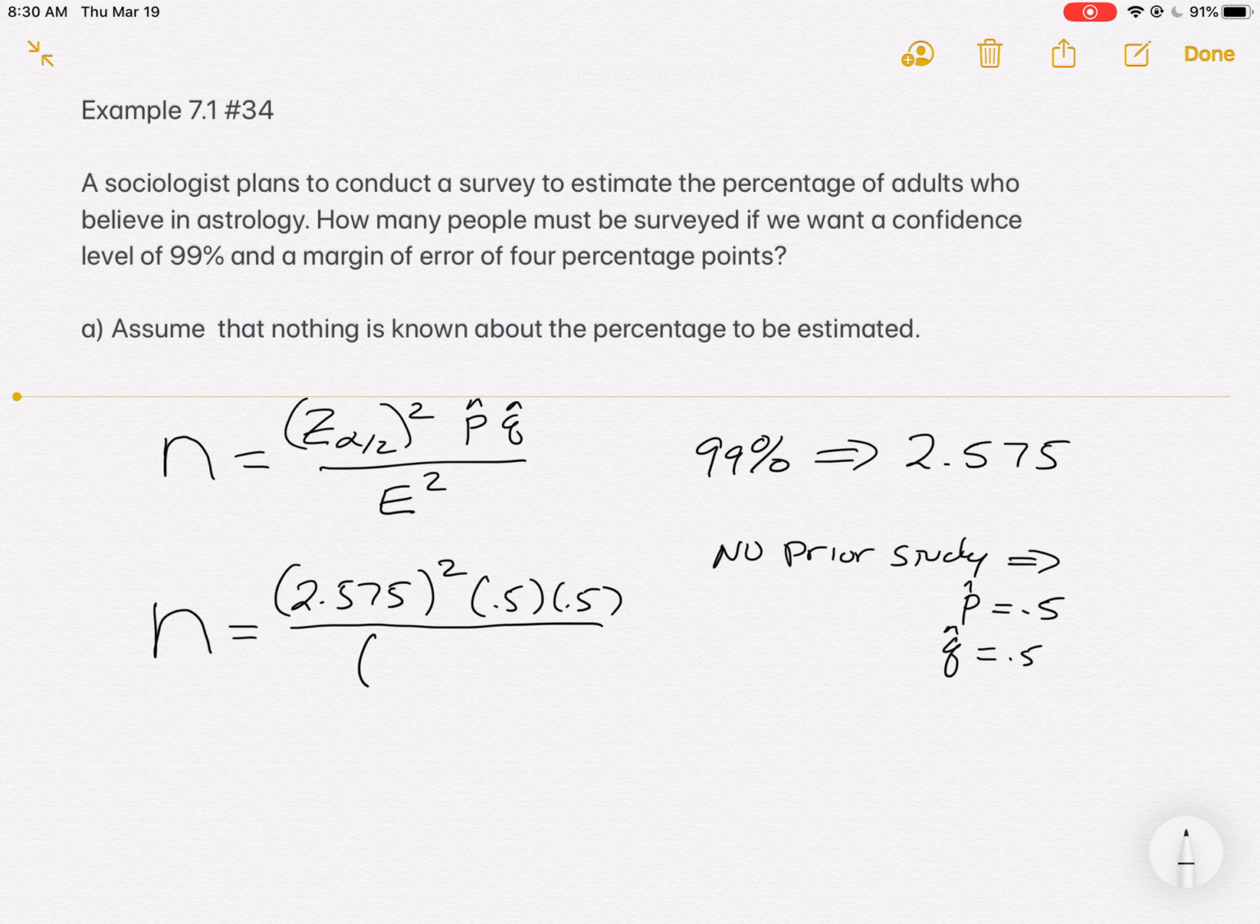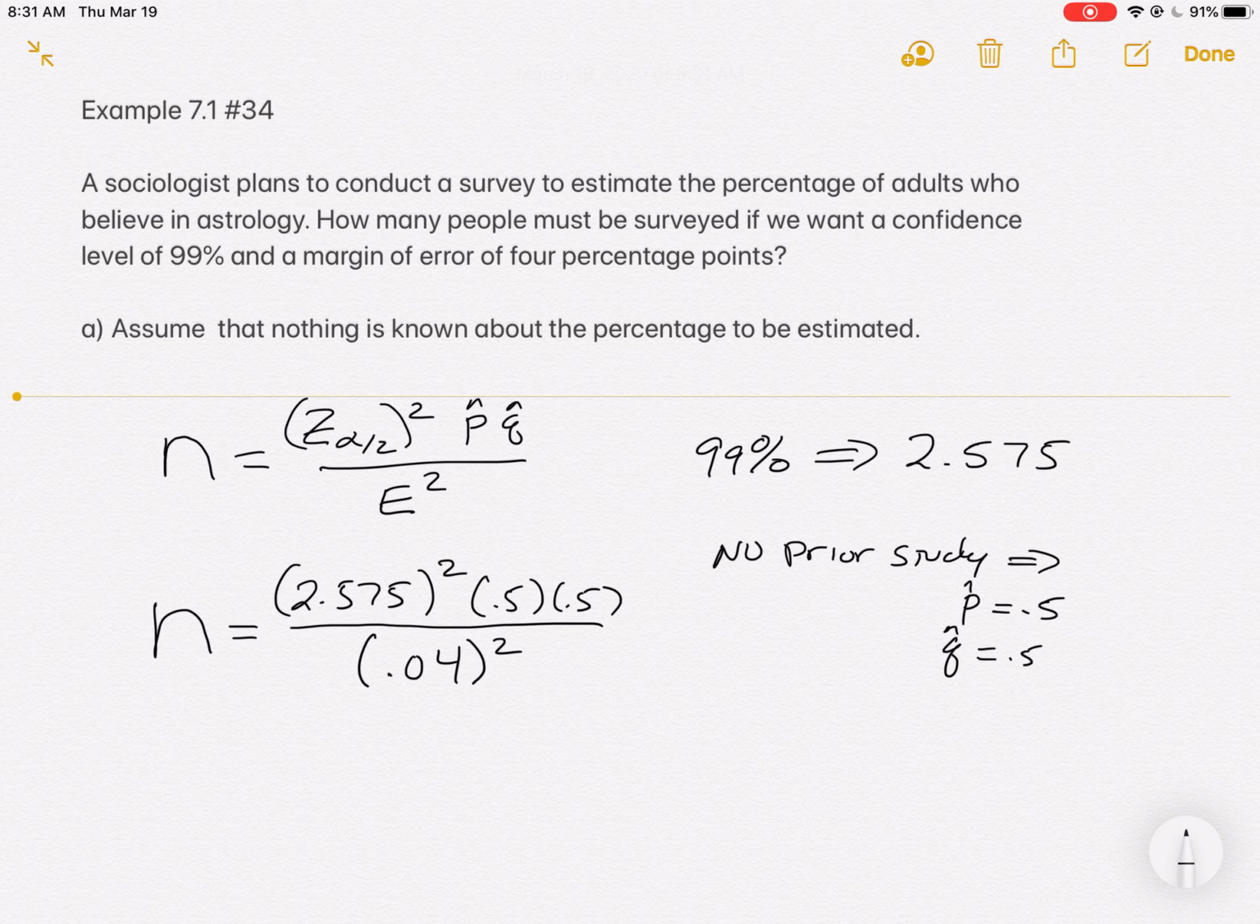And then E should be related to a stated error. And so they talk about a margin of error at the very last part of the question itself, of 4 percentage points. So you want to be careful. You don't want to drop a 4 in there, because that's 400%. 4 percentage points is the same thing as 4%, and 4% is 0.04. And we need to square that as well. That's it. We just need to run those numbers.